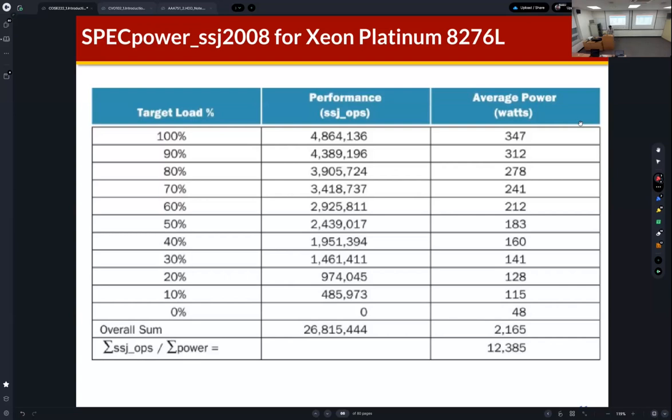So what can you observe? If the target load is zero, which means the computer is in the idle state, there is no workload, so this computer does nothing. But power is consumed. If the workload is 100%, the power becomes 115. So this is very interesting. The power consumption is not proportional to the amount of work in the computer system.